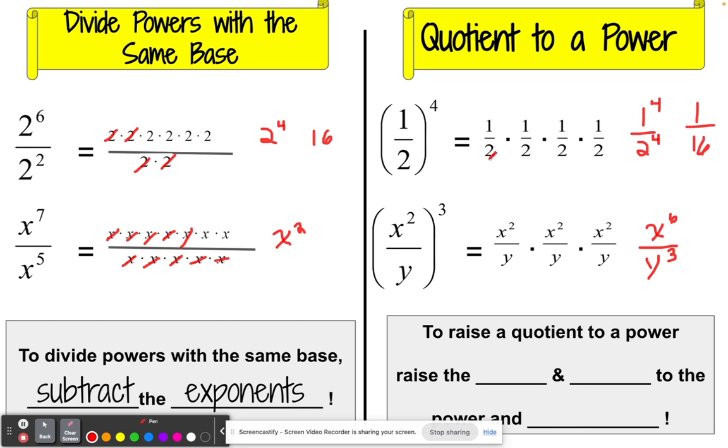Well, hopefully you notice that when you have a quotient to a power, you have to take both the numerator and the denominator to that power. In this case, we have a power to a power, so I'd multiply these powers, x to the 6th power. My y here is just to the 1st power, so that would now be to the 3rd power. So to raise a quotient to a power, I have to raise both the numerator and the denominator to that power. And then, as always, simplify if you can.